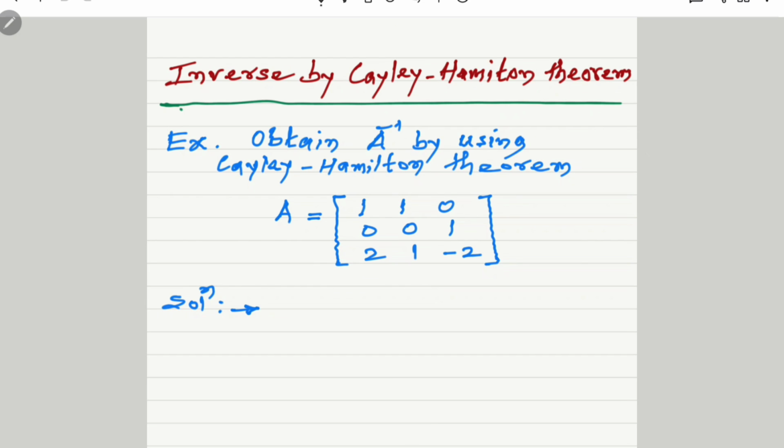Its use to find inverse. Let us solve the problem. Obtain A inverse by using Cayley Hamilton theorem, where matrix A is with the elements 1, 1, 0, 0, 0, 1, 2, 1, minus 2. Therefore, to find this inverse, first of all we have to obtain the characteristic equation.